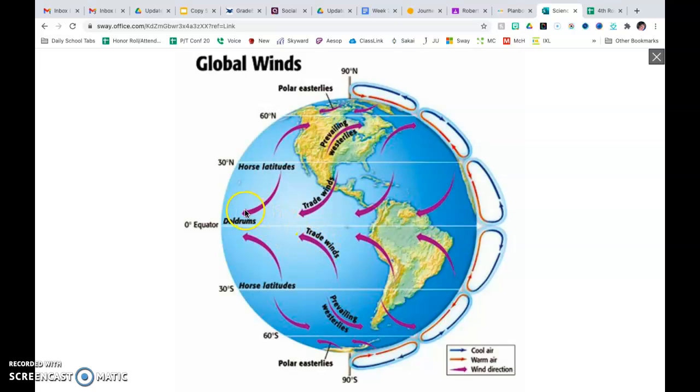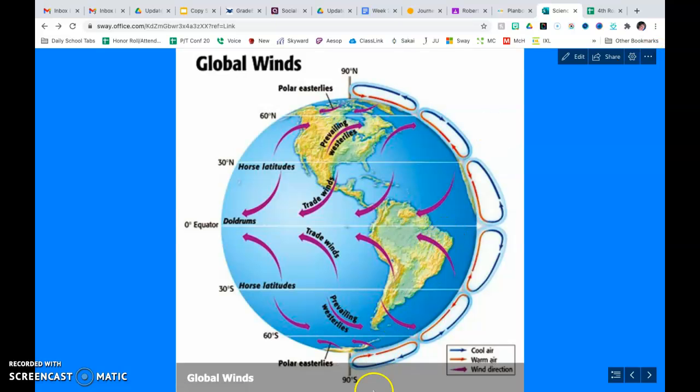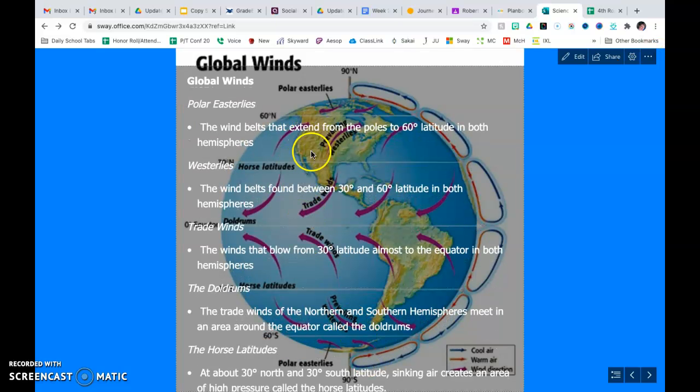Okay, so moving around, starting with the equator, the doldrums. Hardly any wind. It's just kind of dull. 30 degrees north, 30 degrees south, horse latitudes. And then your polar easterlies, your prevailing westerlies, and your trade winds. So let's go back to this.